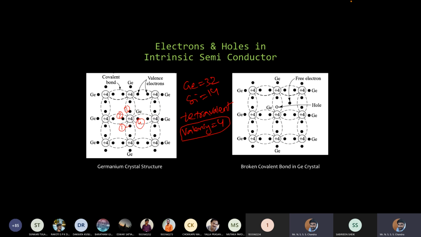Sometimes these covalent bonds are broken when there's some kind of thermal agitation. Thermal agitation is nothing but temperature; even at room temperature, some of the weak covalent bonds will be broken down. When such weak covalent bonds are broken, the electrons come out of the covalent bond and become free electrons. This free electron moves all across the crystal structure. The existence of free electrons contributes to electricity. As long as there are no free electrons, there will not be any electricity.